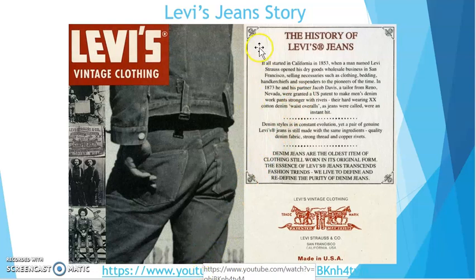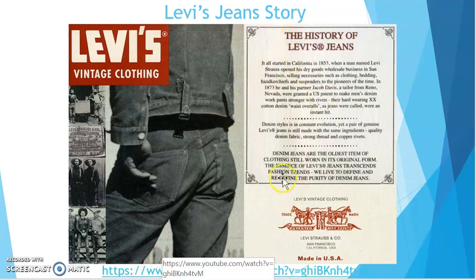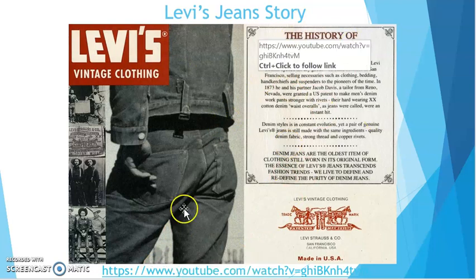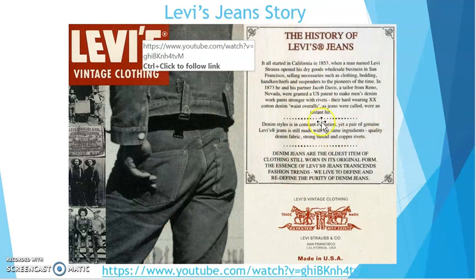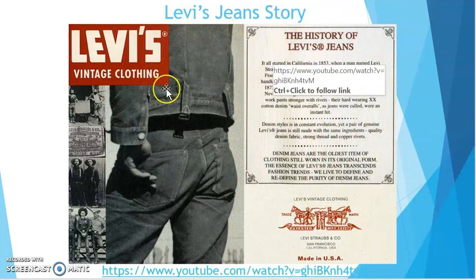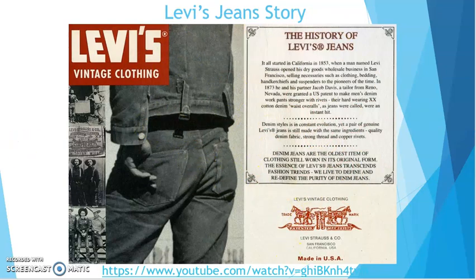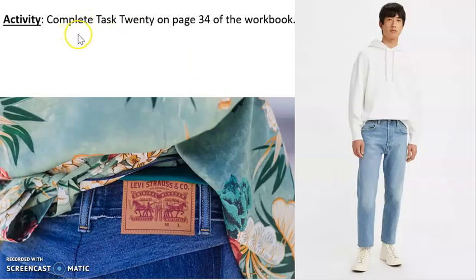Also, to help you with your Levi's jeans product lifecycle question, you might want to do a little bit of Googling as well, or a little bit of research online to help you explain why you believe that Levi's jeans is where they are in the product lifecycle that you're going to be asked to draw. So it's an interesting wee video there, and a little bit of research on your plate there, guys. So yeah, completing task 20 on page 34 of the workbook.